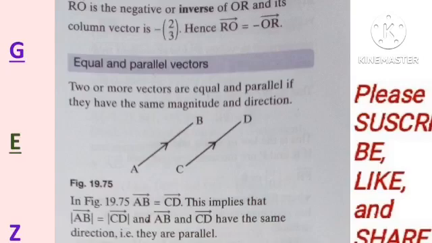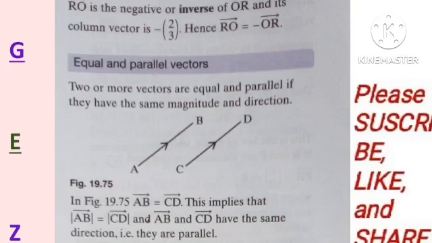But you need to understand that when you reverse the order, you've reversed the vector and it has become a negative vector. Its column vector is now negative of (2, 3). Hence, RO is equal to minus OR. So anytime you reverse the direction of the vector, you are basically changing the sign of that vector. Always remember that. Now let's talk about equal and parallel vectors.